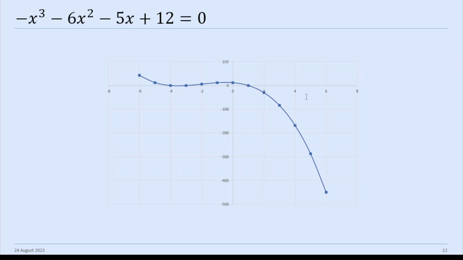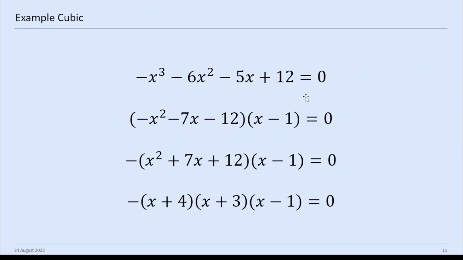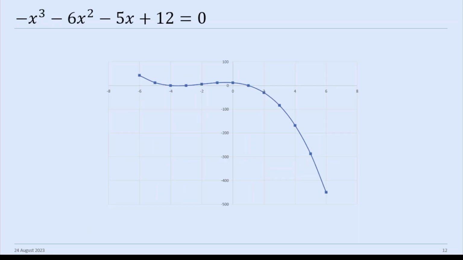Minus x cubed minus 6x squared minus 5x plus 12 equals 0. If you put in 1, you get minus 1, minus 6, minus 5 plus 12 equals 0. So you get minus 12 plus 12 equals 0. So divide through by x minus 1, you get minus x squared minus 7x minus 12. Take out the minus 1, x squared plus 7x plus 12. And then this factorizes into x plus 4 times x plus 3. So our roots are 1, minus 3 and minus 4. Look just like this. There's 1. Minus 3 and minus 4 are slightly clustered together.